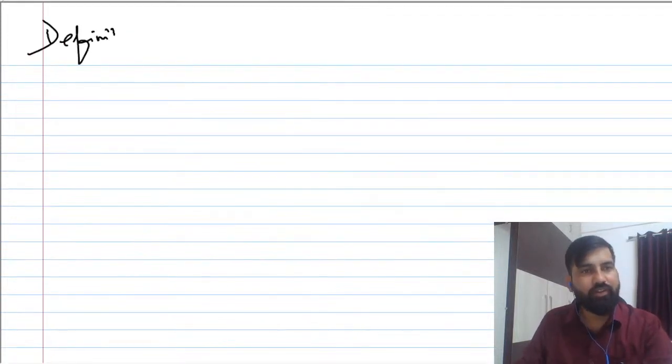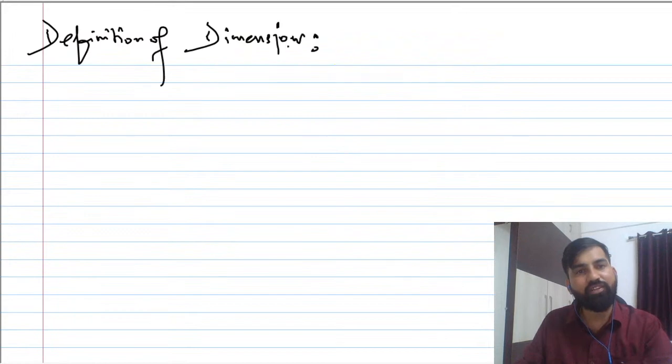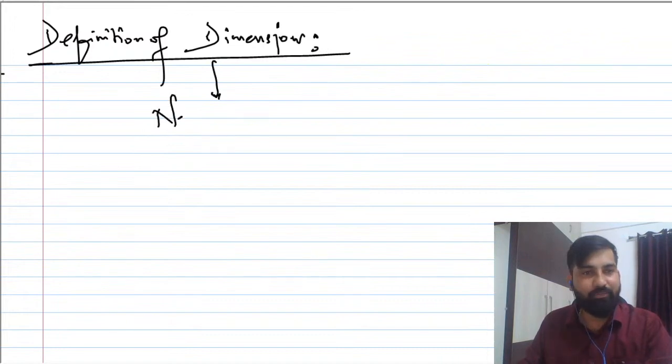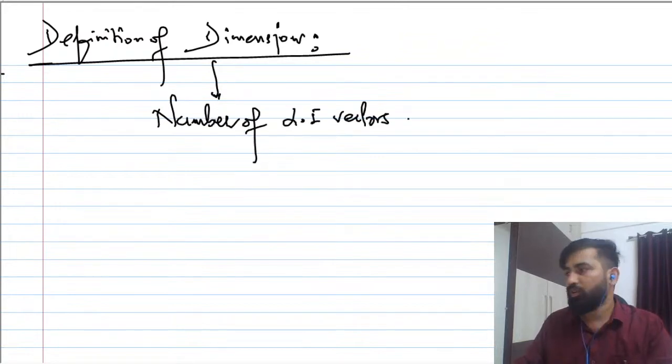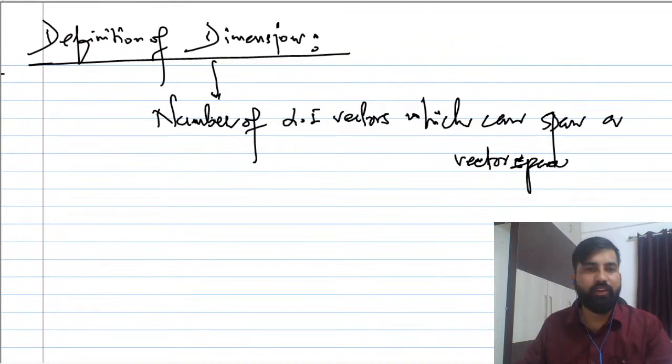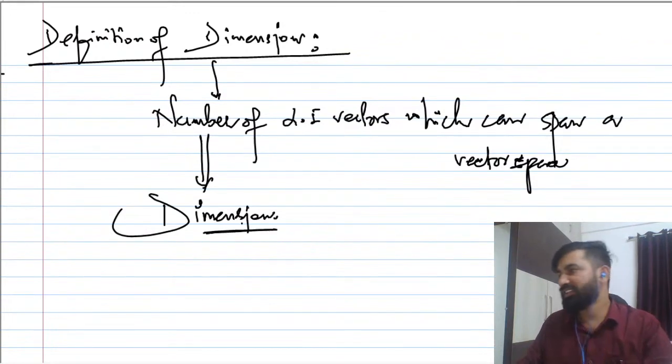So the next definition of dimension you can write here. Definition of dimension. So remember, dimension is a number and basis is the set of vectors. So you can say that the number of LI vectors that can span a vector space, this number is basically called the dimension. Okay, these are the definitions that you have to understand.